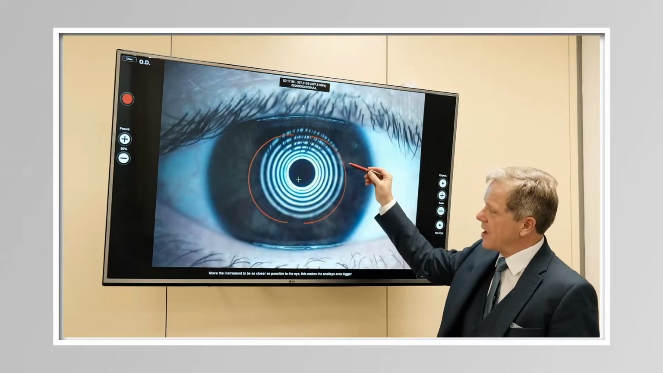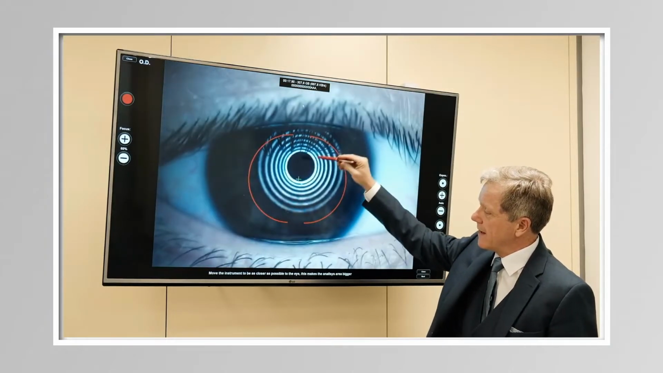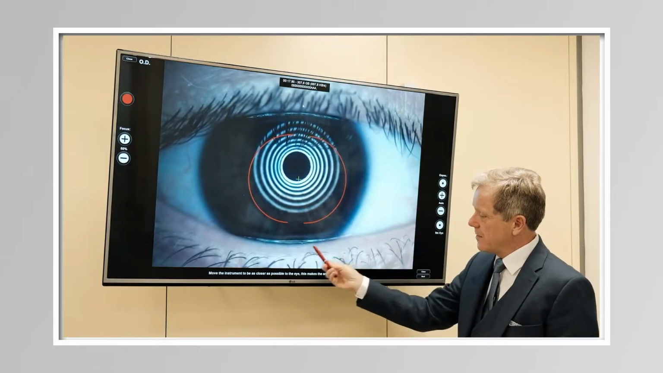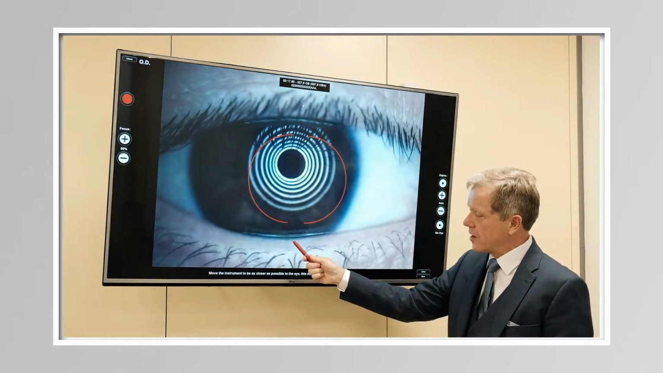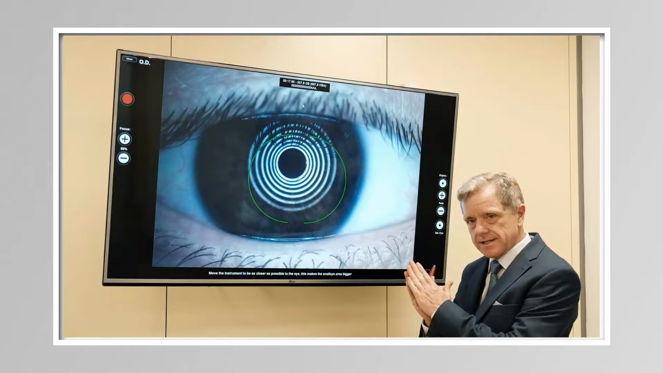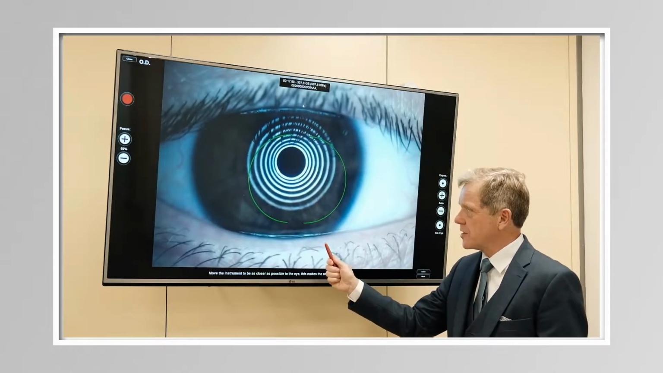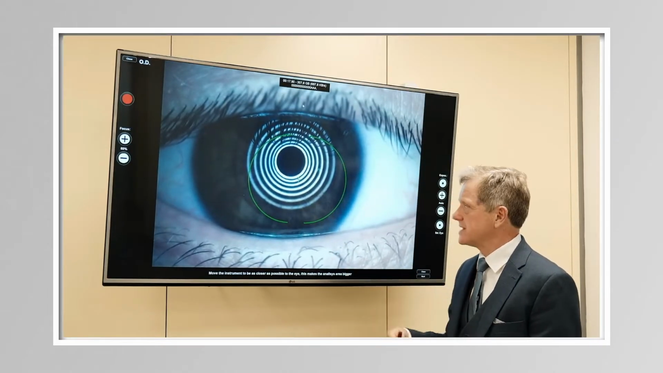Having focused here, we ensure the Placido ring is in focus, but also at some point look at the tear meniscus height, the little tear prism at the bottom, and focus on that. That's going to be useful for us later on.